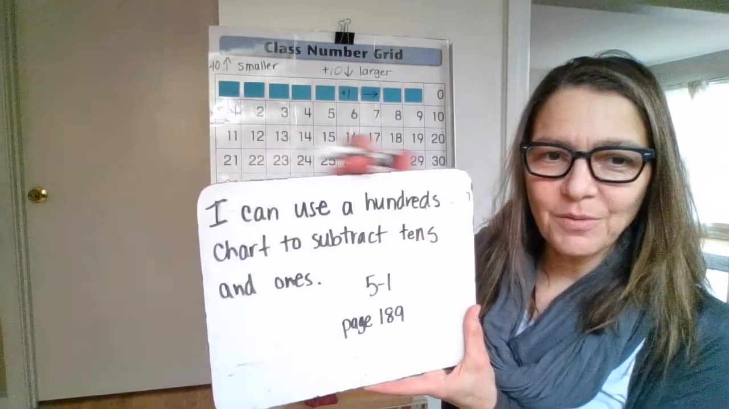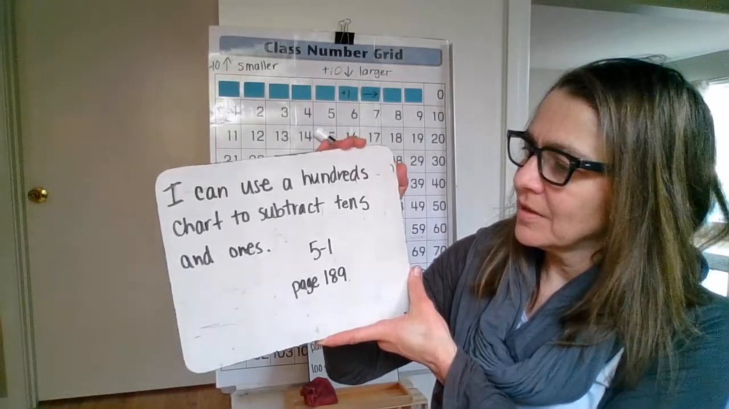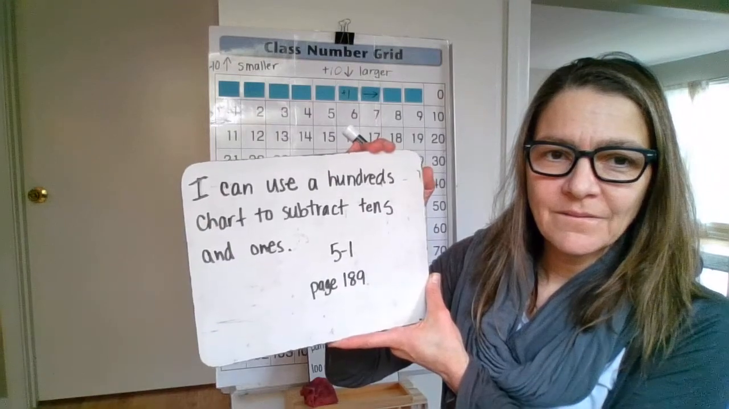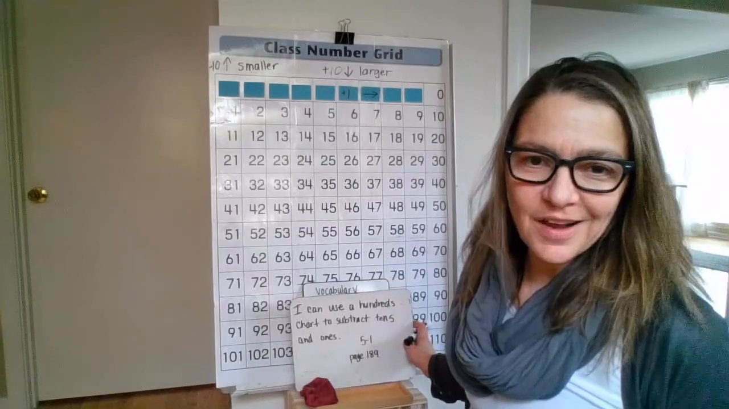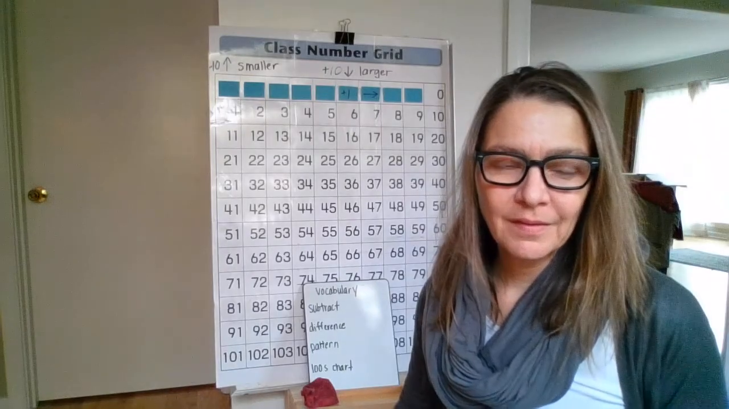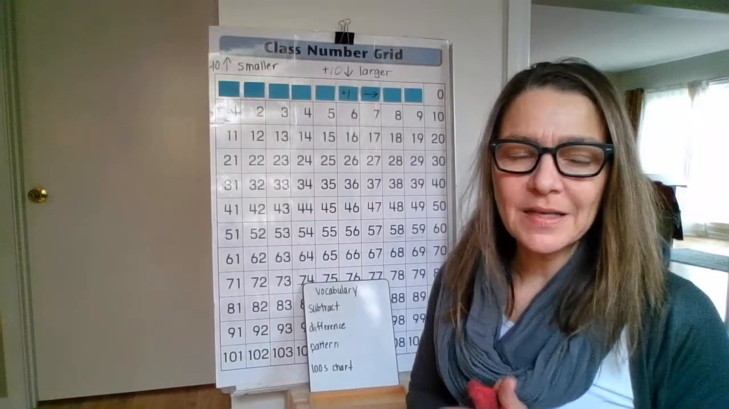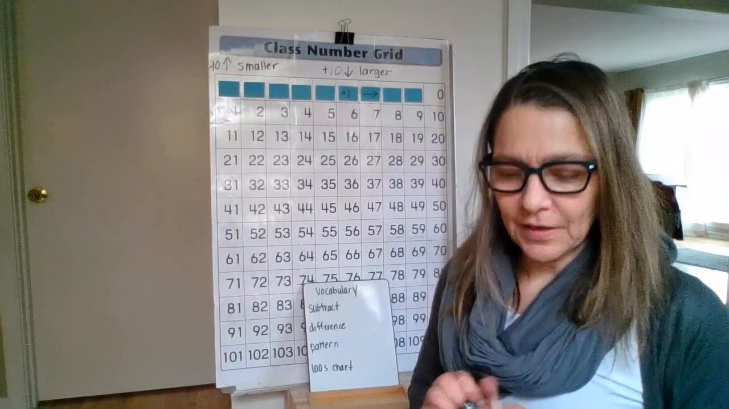Okay, let's get started. I will read it for you and you can read along with me at home. I can use a hundreds chart to subtract tens and ones. Okay, so for this unit, we are working on subtracting within 100, subtracting two-digit numbers. And we are going to learn some mental math that will help us. We will learn how to use some tools like a hundreds grid and a place value chart. You can also use your base 10 blocks, those models.